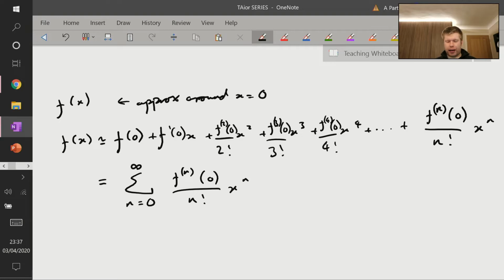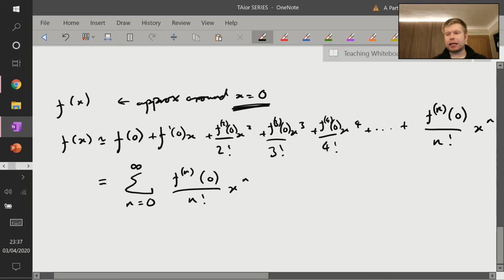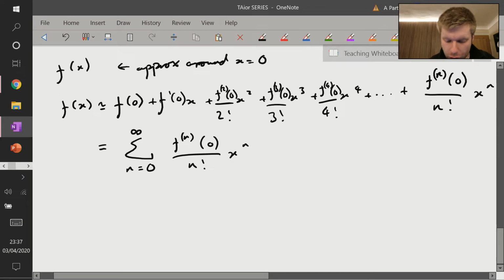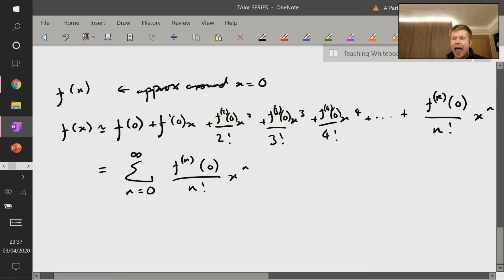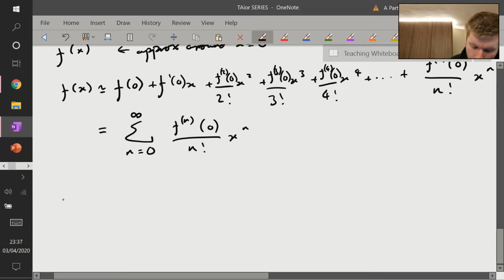Now, this is fine. So this is the Taylor series for any function in general, okay? But what if I didn't want to do it around x equals 0? What if I wanted to do it instead around the point x equals a? So what if I wanted to approximate f of x, not around x equals 0, but around x equals a, okay?